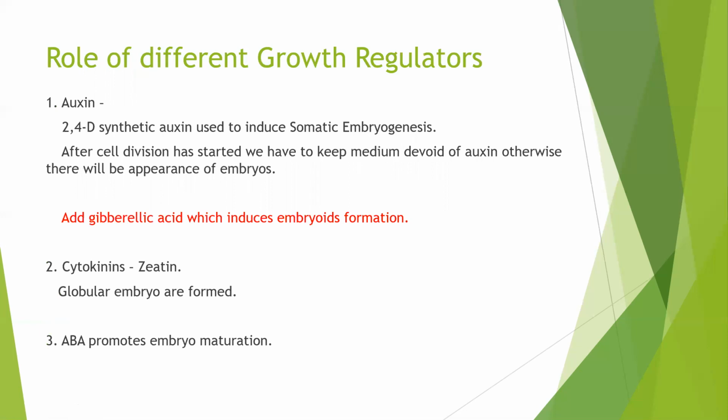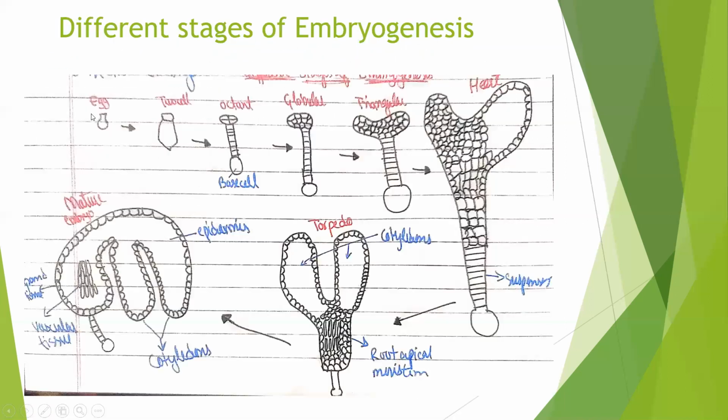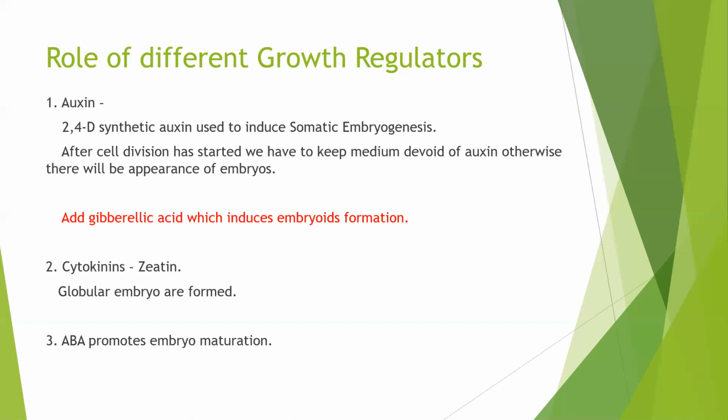Growth hormones play an important role. As we have seen in organogenesis, for the formation of root, auxin concentration should be high compared to cytokinin, and for the formation of shoot, we take more cytokinin than auxin. But here we have a different approach. When we place our explant onto the medium, it should have only auxin first. 2,4-D is the commonly used synthetic auxin. It induces cell elongation and cell division. That means when cells are going to divide, it induces embryogenesis.